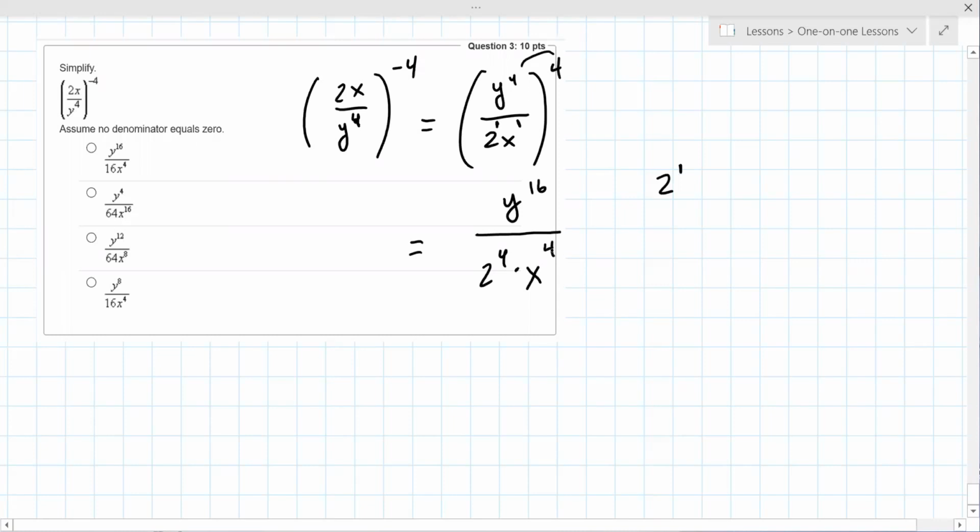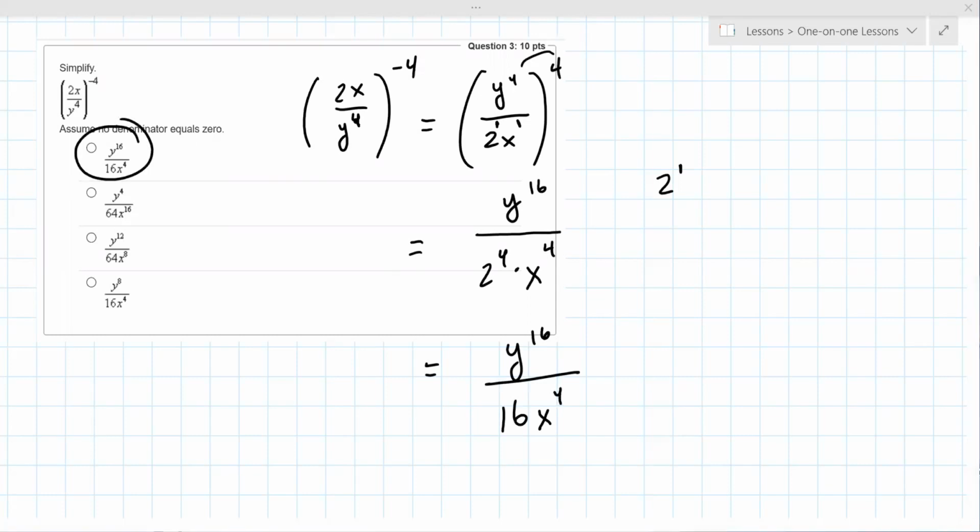Okay. Now, if you didn't know any better, you could just say it's A because it's got the right y to the 16th, but we're going to go beyond that. What is 2 to the 4th? 2 to the 4th is 16. All right, so now you see why it's A. All right, they kind of give you a vanilla next question here.